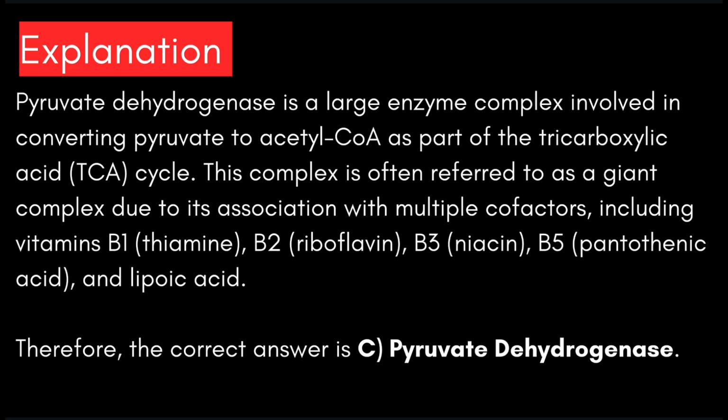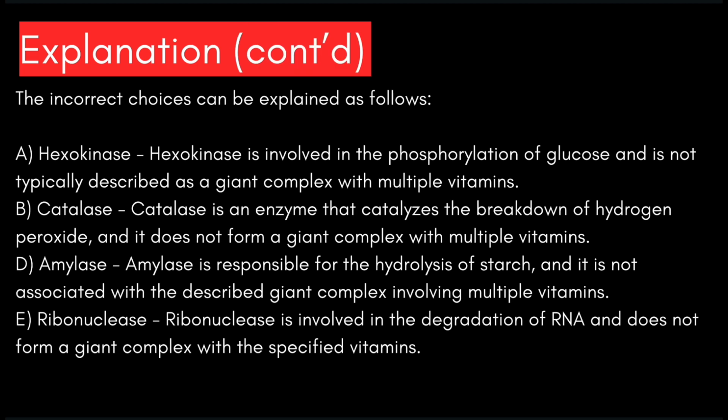Let's go ahead and see why the other answer choices are incorrect. The incorrect choices can be explained as follows. Hexokinase. Hexokinase is involved in the phosphorylation of glucose and is not typically described as a giant complex with multiple vitamins. Catalase. Catalase is an enzyme that catalyzes the breakdown of hydrogen peroxide, and it does not form a giant complex with multiple vitamins. Amylase. Amylase is responsible for the hydrolysis of starch and is not associated with a described giant complex involving multiple vitamins. Ribonuclease. Ribonuclease is involved in the degradation of RNA and does not form a giant complex with specified vitamins. Let's go ahead and move on to the next question.